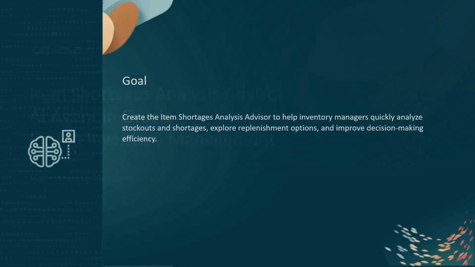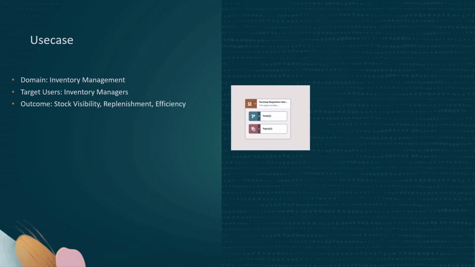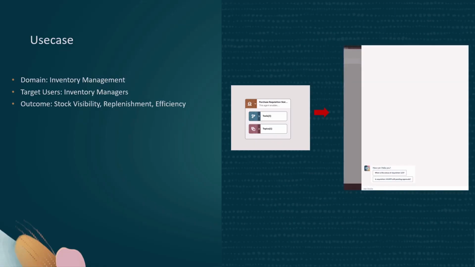The Item Shortages Analysis Advisor is an AI agent that enables inventory managers to quickly analyze stockouts and shortages, explore replenishment options, and make informed decisions, ensuring faster response time, improved inventory visibility, and reduced dependency on manual reporting or analysis. It operates within the inventory management domain, specifically targeting inventory managers, and delivers outcomes focused on stock visibility, replenishment, and operational efficiency, allowing managers to proactively address shortages, optimize inventory levels, and streamline decision making across the supply chain.